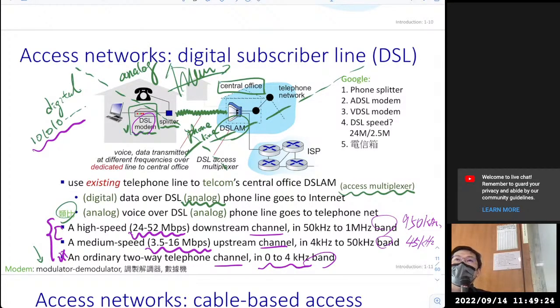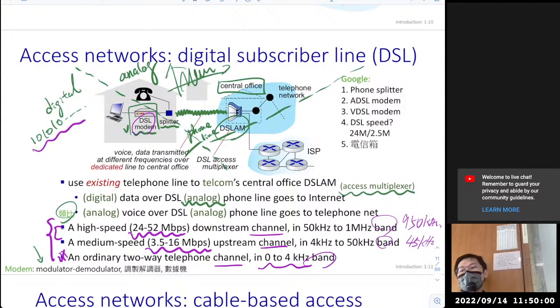the voice data, which is the analog data, and pass it to the telephone network. And the rest of the data, which is higher than the 4K hertz band, will be further transferred back to digital signal, and so on and so forth. And those digital messages will pass through to the other system, which is the ISPs, and see where the message should go.